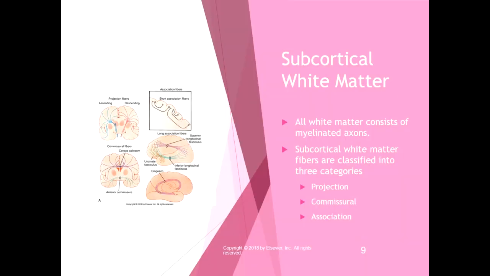So subcortical white matter, all white matter consists of myelinated axons, right? That's why it's white. The subcortical white matter fibers are classified into three categories: projection, commissural, and association. So projection fibers send information from one area of the cerebral cortex to another. Commissural fibers include the corpus callosum, which connects the two hemispheres of the brain, and association fibers help bring information together in smaller areas of the brain.